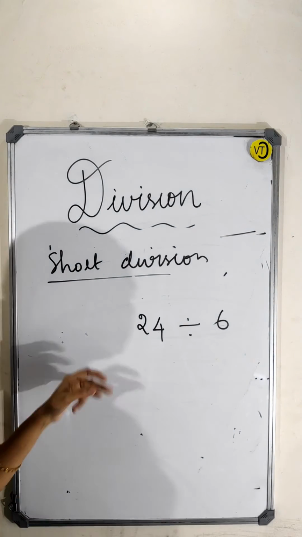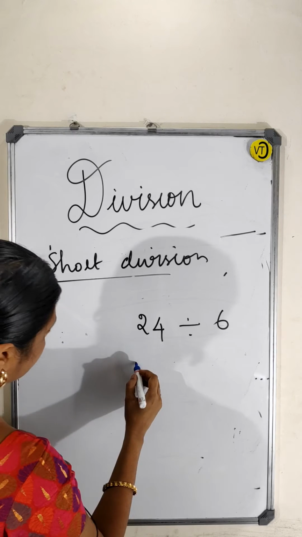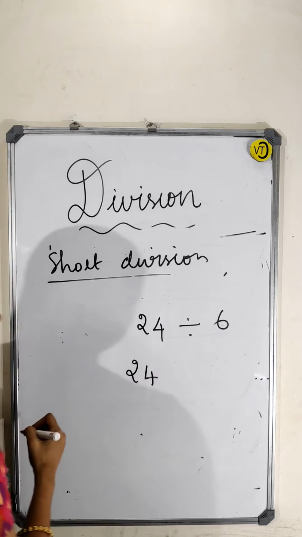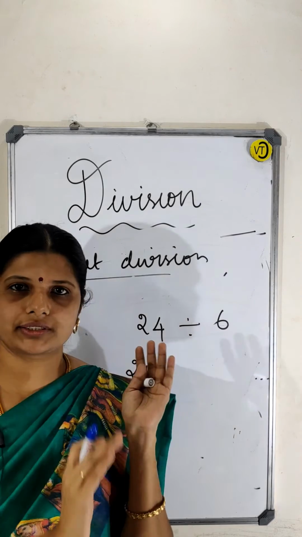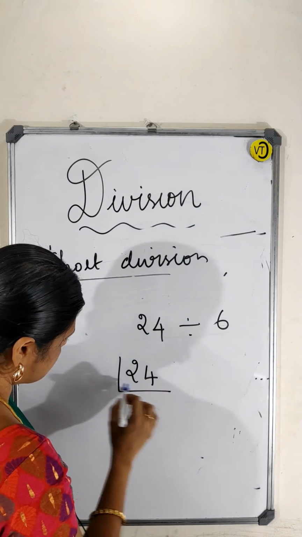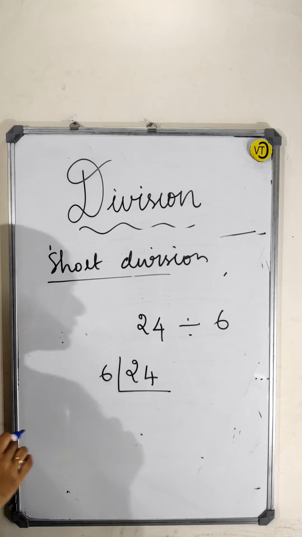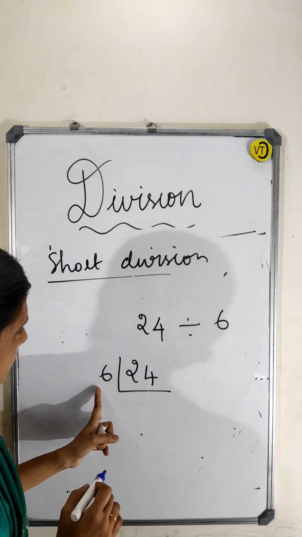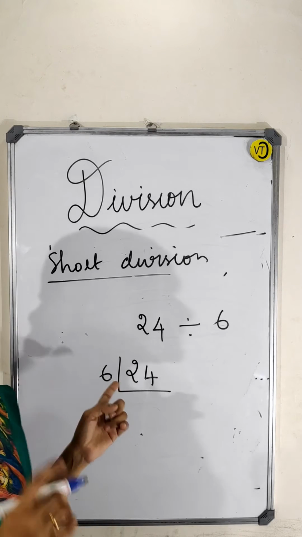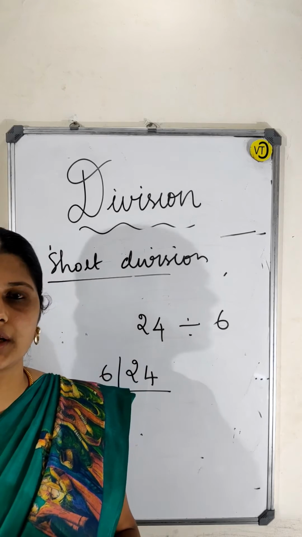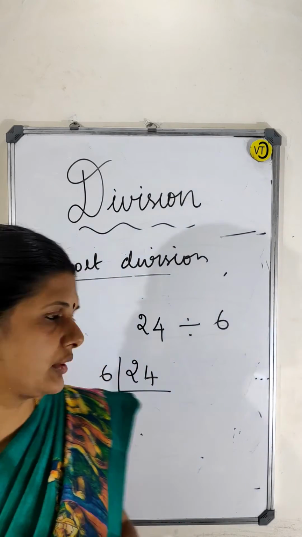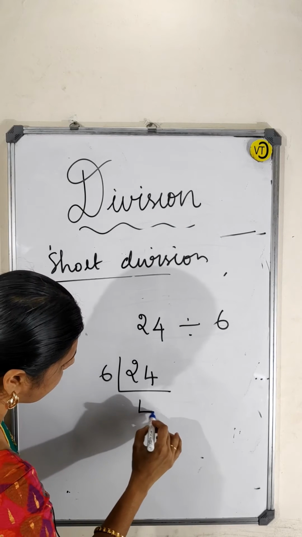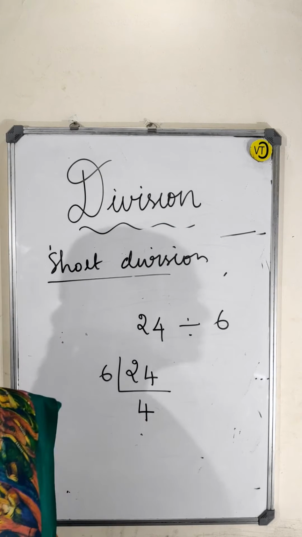Okay. So first of all, 24 you write here. Short division, no? So it will occupy very small space. So this is 6. You just write 6 here. You tell the 6 table. 6 into 1 is equal to 6. 6 2s are 12. 6 3s are 18. 6 4s are 24. I reached 24. Yes. So I will write 4.